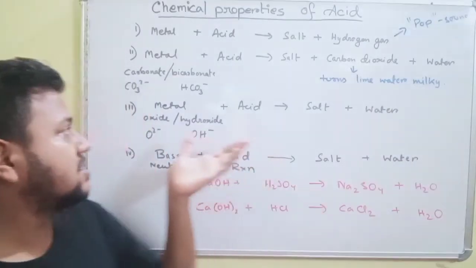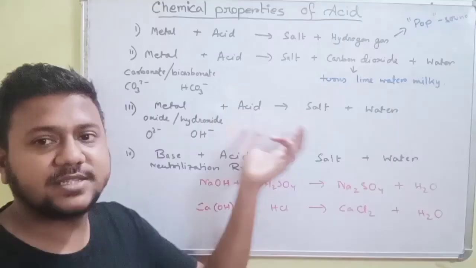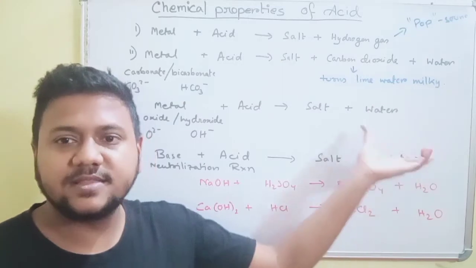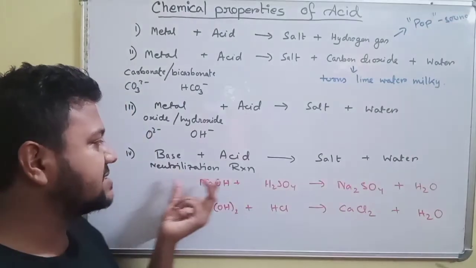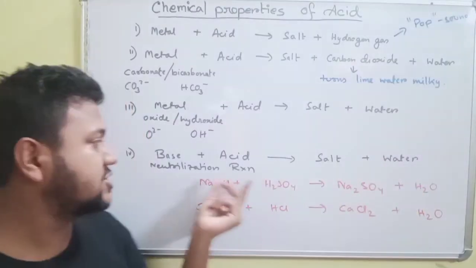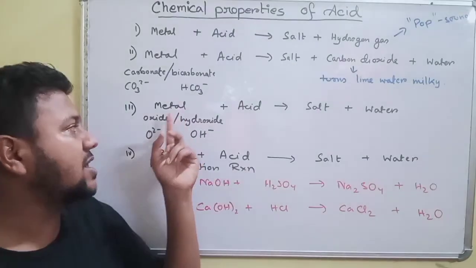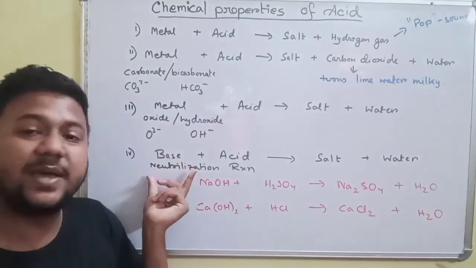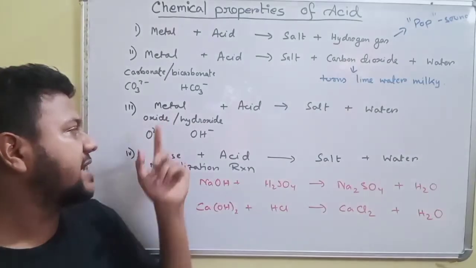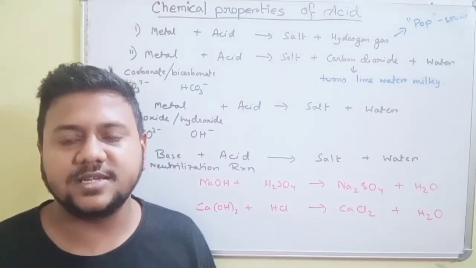Okay, in the third chemical equation, metal oxides and hydroxides, when they react with acid, give us salt and water. In the same way, bases react with acid to give us salt and water. These two particular reactions are quite similar because metal oxides are specially basic in nature. So these were the chemical properties of acid.